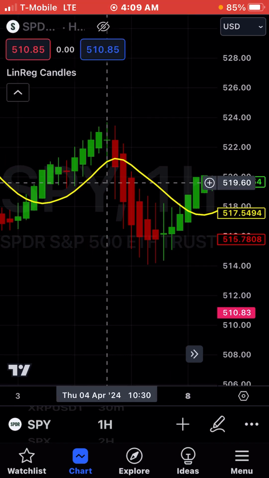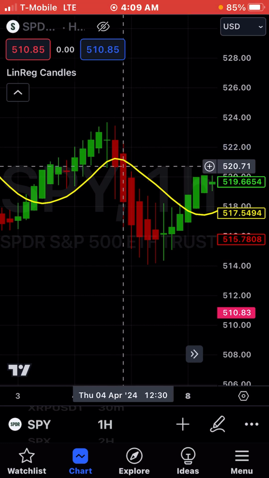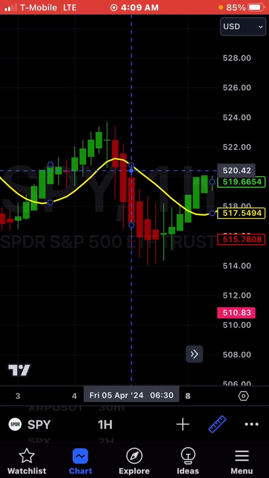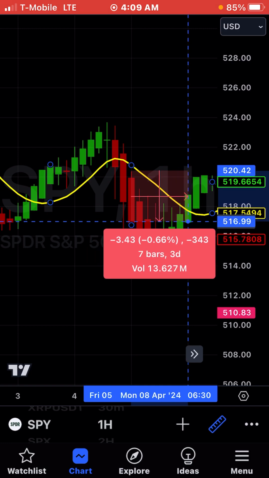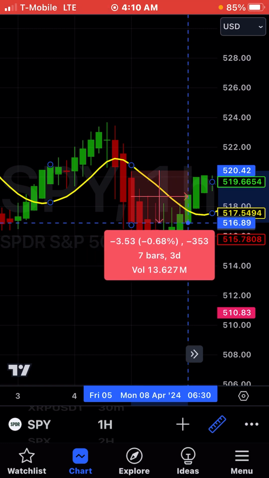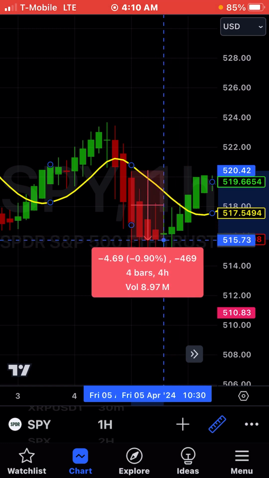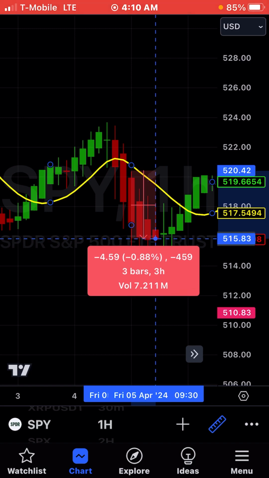So we see right here that it's going through the linear line right here. So I personally would enter right about here. And you ride it out till it touches the linear line again. If you did it till it touches the linear line again, you made $353. You could still be in profit down here with $469.